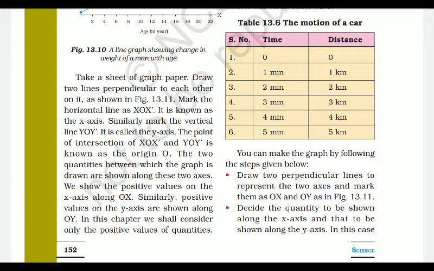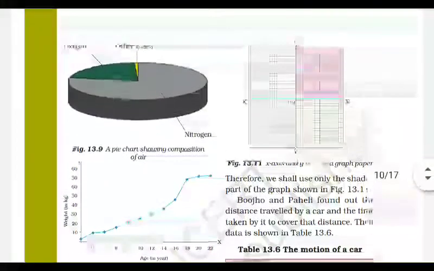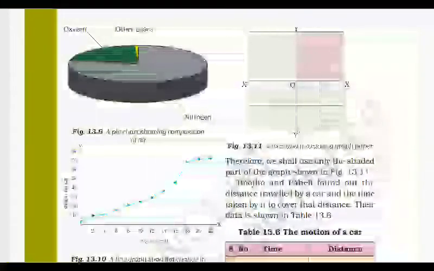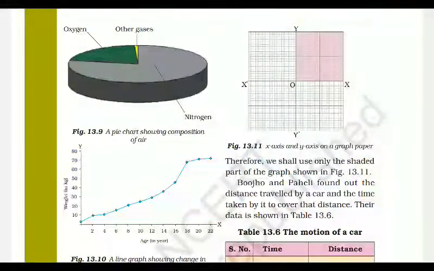We show the positive values on the x-axis along OX. Similarly, positive values on the y-axis along OY. In this chapter, we shall consider only the positive values of quantities. Therefore, we shall use only the shaded part of the graph shown in figure 13.11.